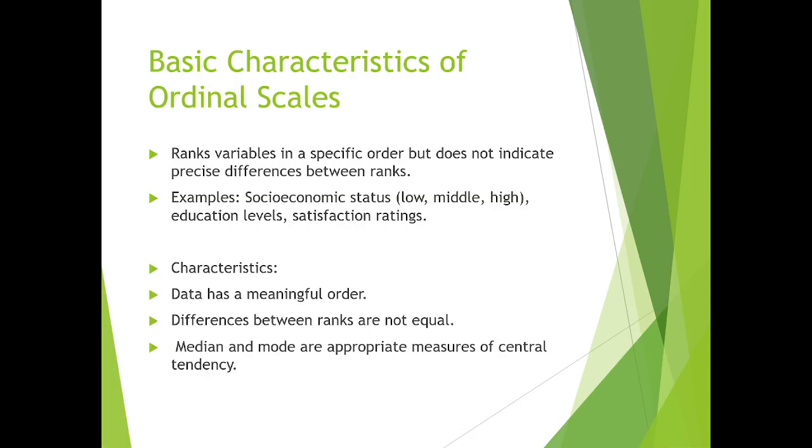What are the basic characteristics of ordinal scale of measurements? The ranks of variables do not show that one is higher than the other. I've mentioned that before. Ordinal scale ranks variables in a specific order, but does not indicate the precise difference between these ranks.